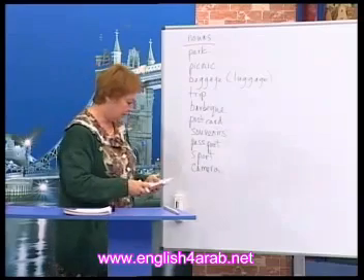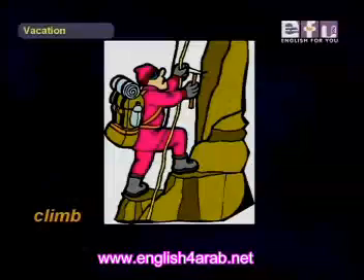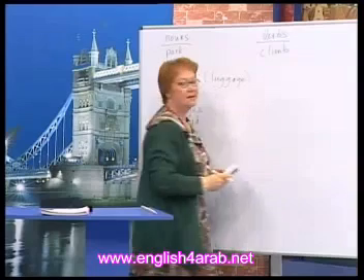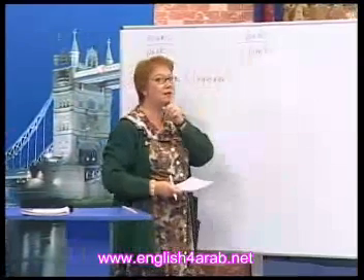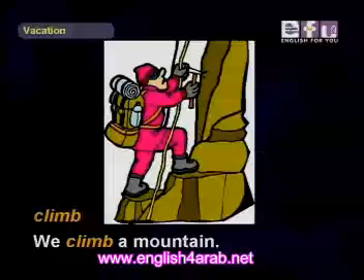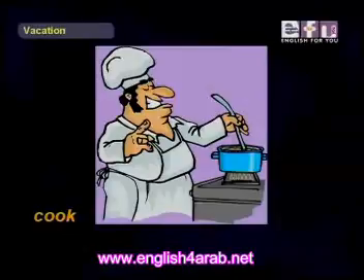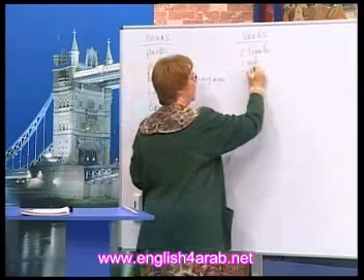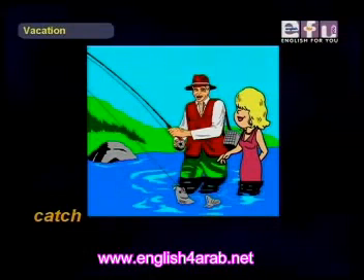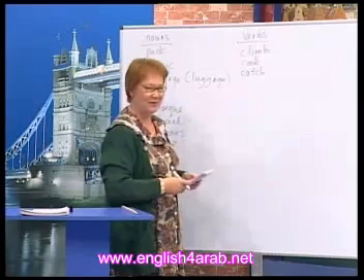Okay, now let's look at some verbs that we can use. Now, the first verb is climb. Now, it doesn't sound like it looks. This letter, B, is silent, climb. Okay? We climb a mountain. Next is cook. I cook food. Maybe I cook food for a barbecue. Catch. We catch fish when we go fishing. Sometimes we don't catch fish when we go fishing.